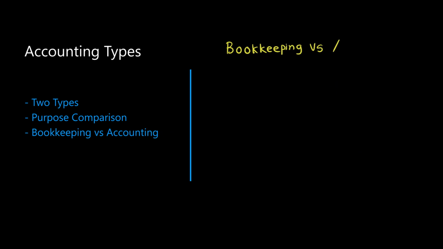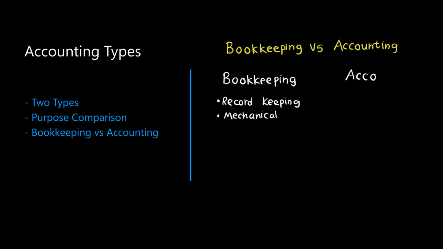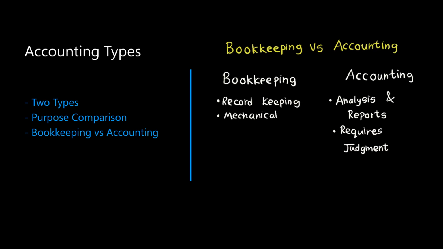Bookkeeping is the record-keeping side of accounting. It's tracking transactions systematically. Accounting takes that data and turns it into meaningful reports and analysis. Bookkeeping is narrower and more mechanical. Accounting requires judgment and interpretation.